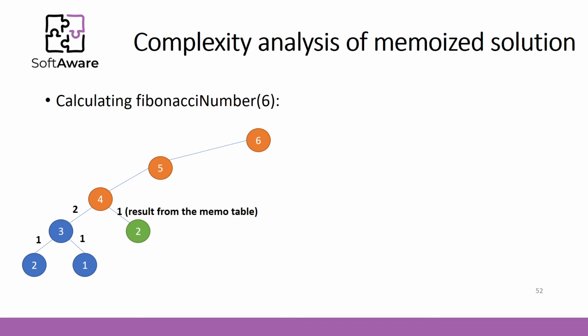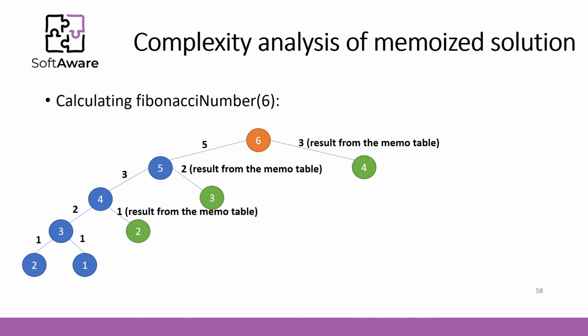So far, the calculations have been as usual, but at this point we can use the first answer from the memo table. Let's go further. Now we get another result from the table. Finally, we get the last required result from the memo table. And we can calculate the final result, which is equal to 8. You can see that the time and space complexity of the memoized solution is equal to O(n).